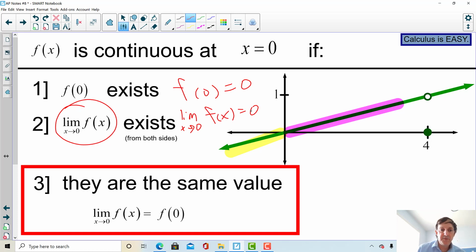Okay, now we can go to condition 3. Are they the same? The answer is yes, they're both 0. So the limit as x goes to 0 of f of x does equal f of 0. So we can go ahead and say yes, f of x is continuous at x equals 0.